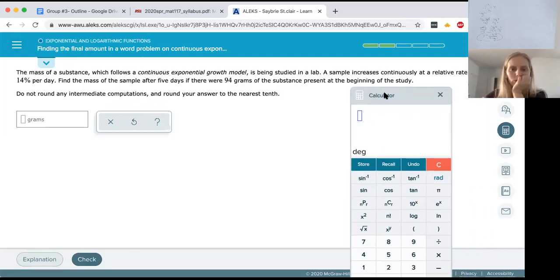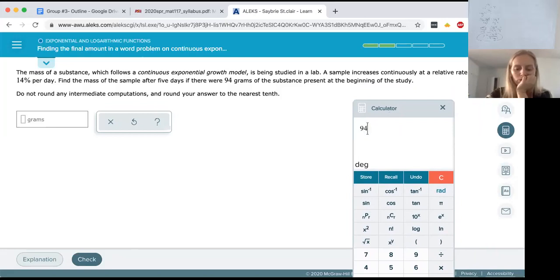Okay, so this one is 94. This is increasing, so you don't want to write that as a negative. So just 0.14. There you go. And then it looks like 5 days. Yeah, I think that's it, right? Yeah, that's pretty easy.